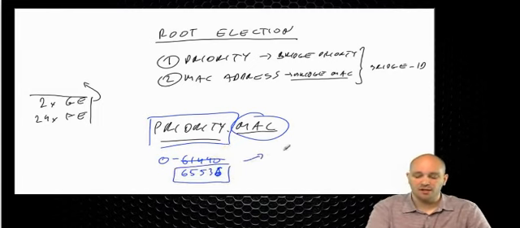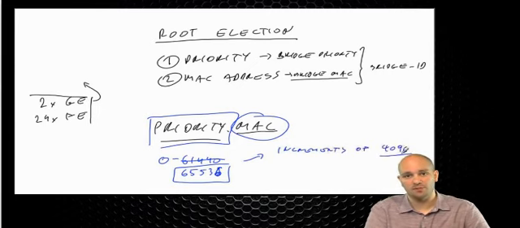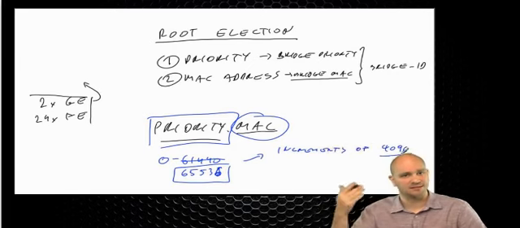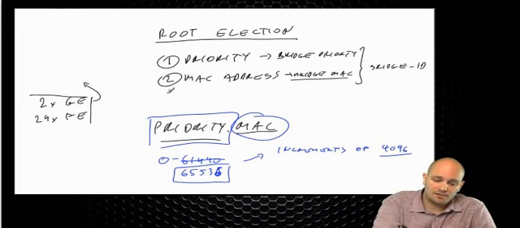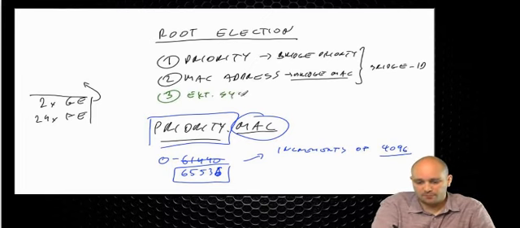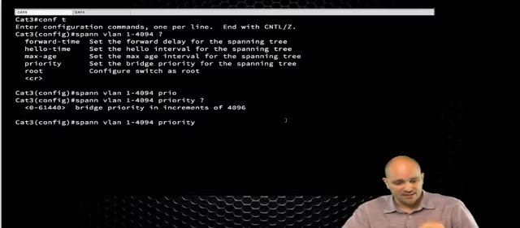These values need to be increments of 4096, so you cannot use any values in between. So it's 4096, 8192, 12,000 something, 16,384, et cetera. The reason for this is the third bit here. It is the extended system ID. You've seen that already in those captures that I did, and you can see it here as well.